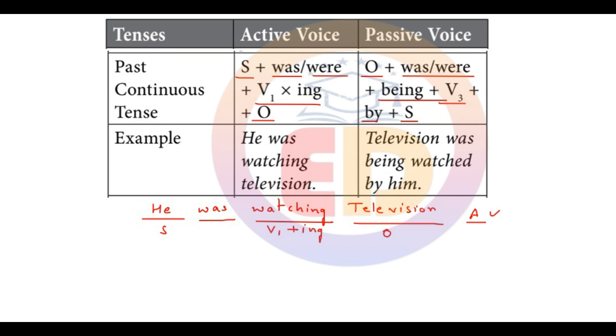Let us convert it into passive voice. The object will become the subject. So let's write the television in the beginning. Television is singular, so we'll use was followed by being. The past participle form of verb watch is watched, followed by by and the subject he. The pronoun he will be converted to the object form him. This will be the passive voice.